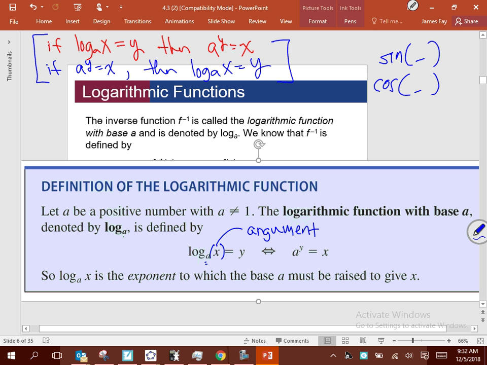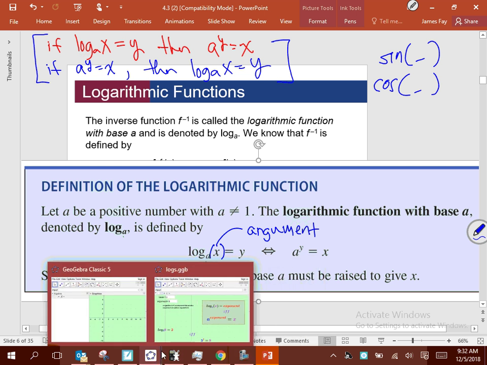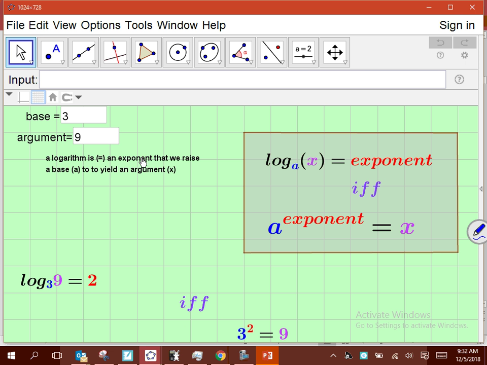To show you, I created a GeoGebra the other day that helps us understand this property. It allows us to type in the base and the argument there. We've got our definition on the right-hand side: log base a of x equals my exponent, if and only if a to my exponent is equal to x, right? So you see that when we ask the question, what is a logarithm? A logarithm is the exponent that I raise my base to. So I take my base and raise it to that exponent that spits back the argument.